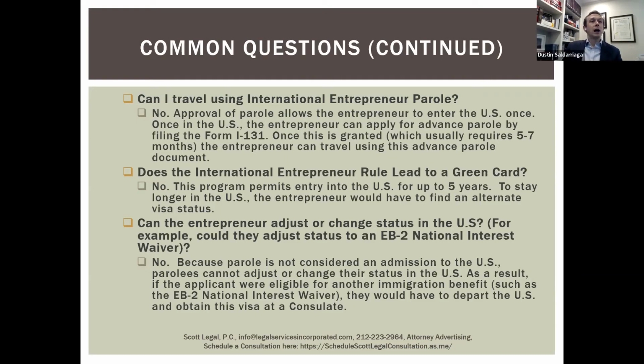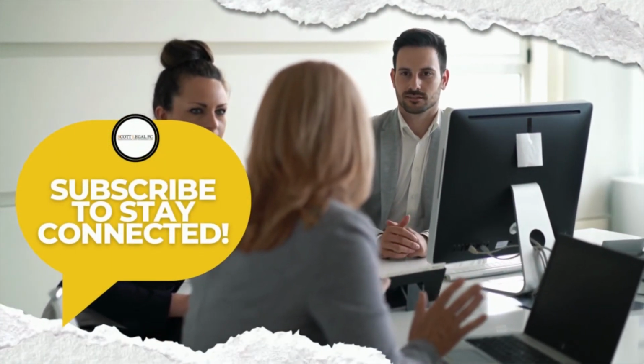Now, you can apply for advanced parole, which is the form I-131, which as I mentioned is a request for a travel document. If you're approved for a form I-131, that gives you the ability to travel. So once you have that, you can enter and exit the US. Now, family members also need to file the form I-131 in order to travel. Does the international entrepreneur parole rule lead to a green card? The answer is no.